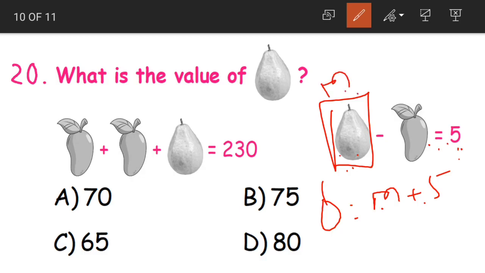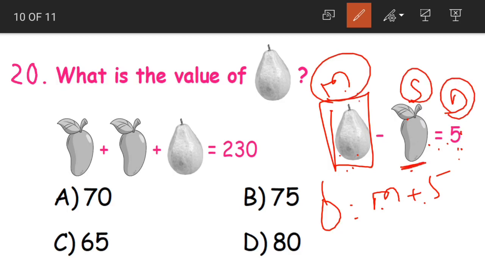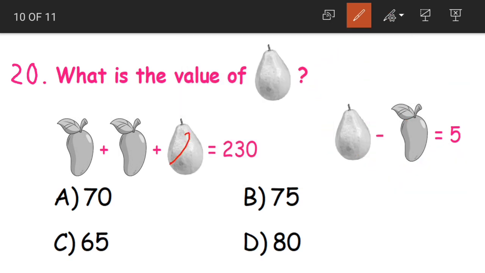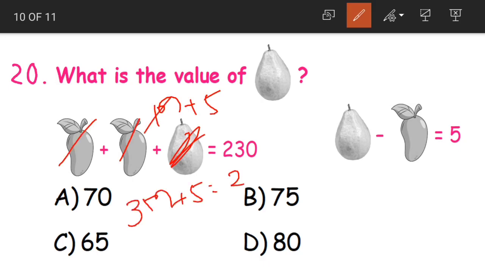Let us say we are finding out the minuend. This is the minuend, subtrahend and difference. Now what will be the value of the minuend? Subtrahend plus difference. That is what we are doing here. Mango plus 5. So in place of pear here I will write mango plus 5. Now how many mangoes are we having? 1, 2, 3. So 3 mangoes plus 5 is equal to 230.